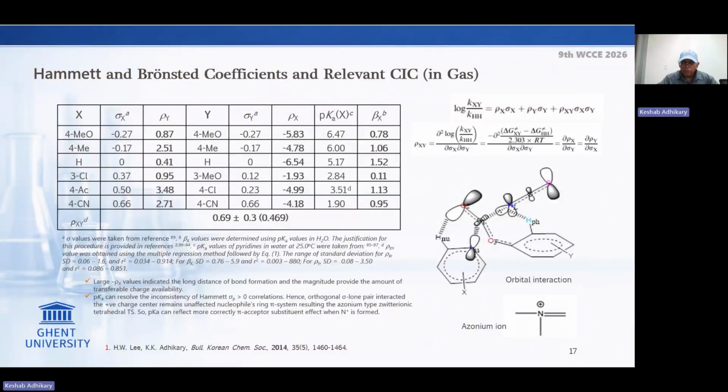So from here, a positive value for beta X and a negative value of rho X. Negative rho X usually indicates a huge charge transfer from the nucleophile to the electrophile or reaction center. So the nucleophile becomes positively charged, and it generally creates an azonium-type charge center.